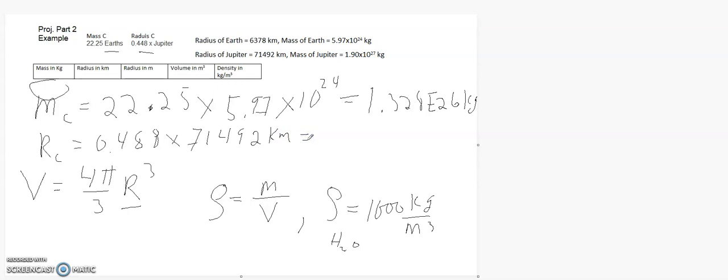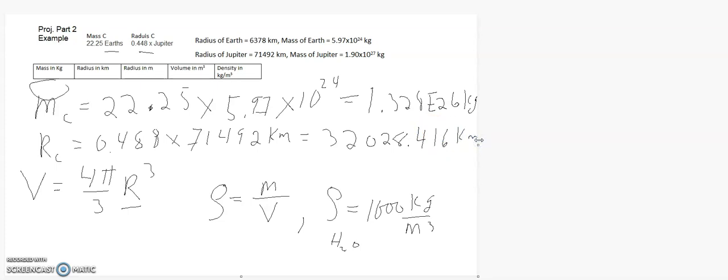So this comes out to be, and I'm going to go 3 places past the decimal, just like I did with the mass, 32,028.416. So it's smaller than Jupiter, less than half the size of Jupiter. And of course, that's kilometers.